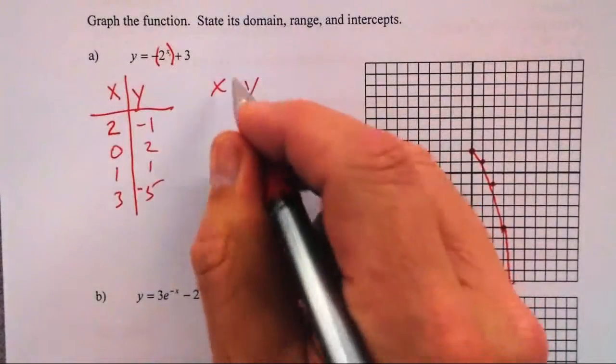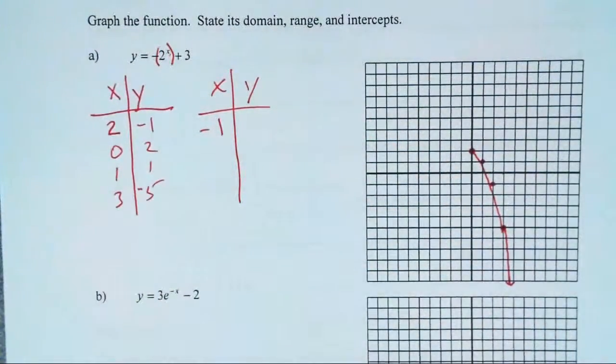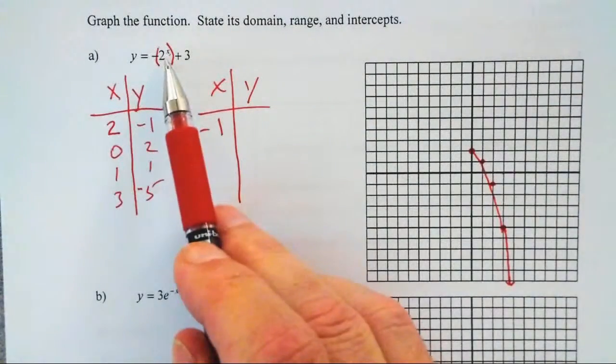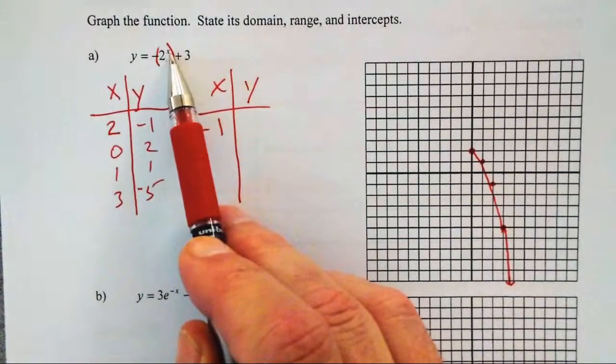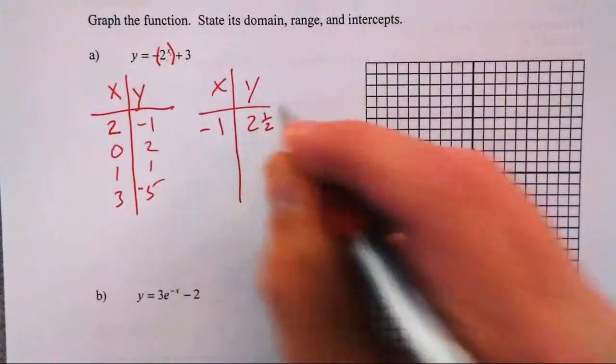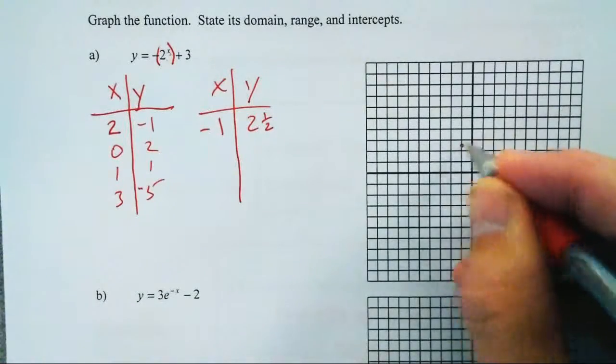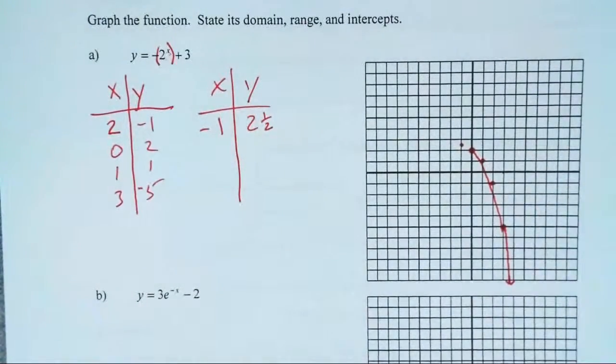Let's go backwards. Negative 1. 2 to the negative first is 1 over 2 to the first, which is a half. Negative a half plus 3 is 2 and a half. And I say, oh yeah, we're getting flat, pretty dramatically flat here.